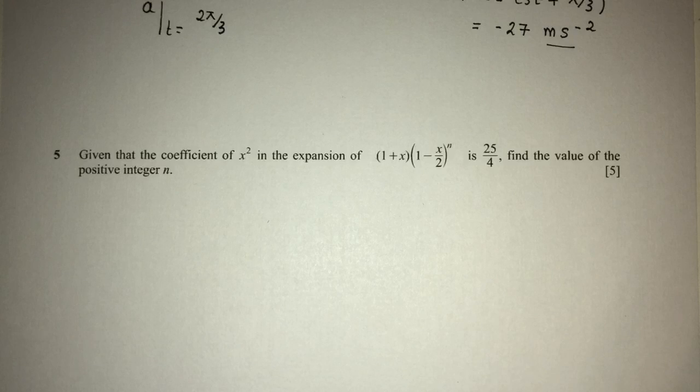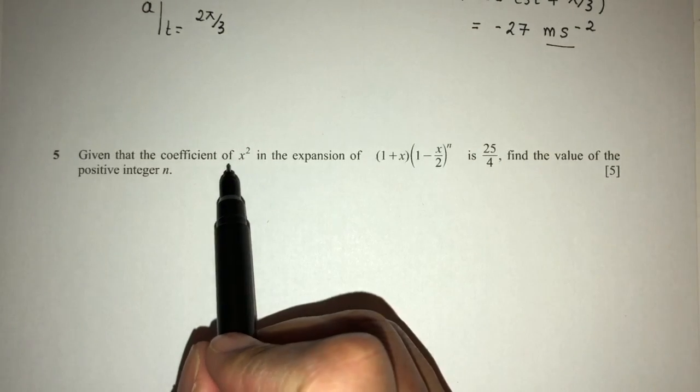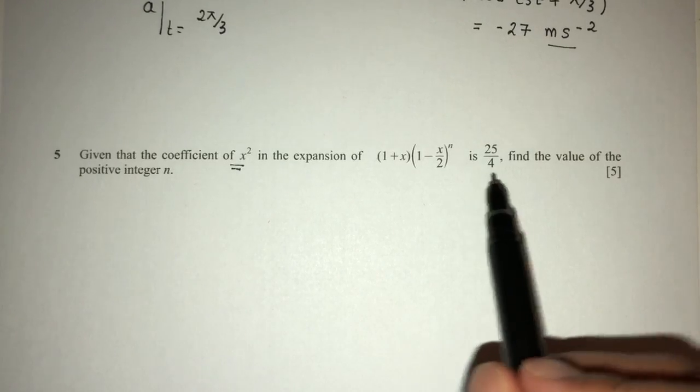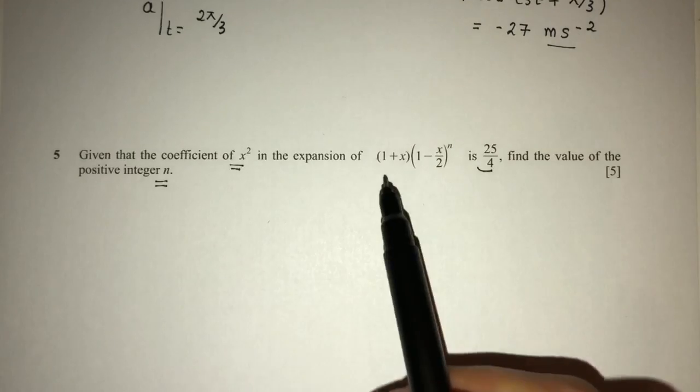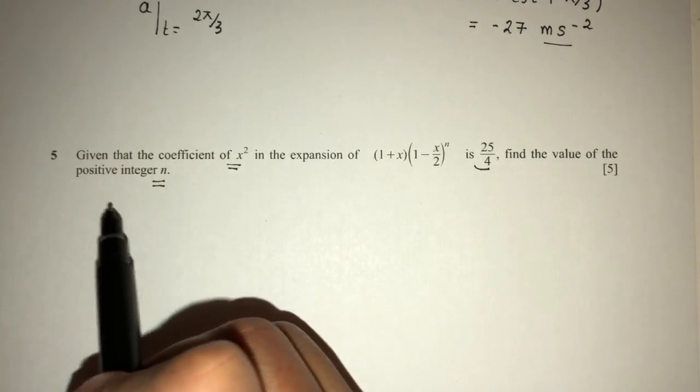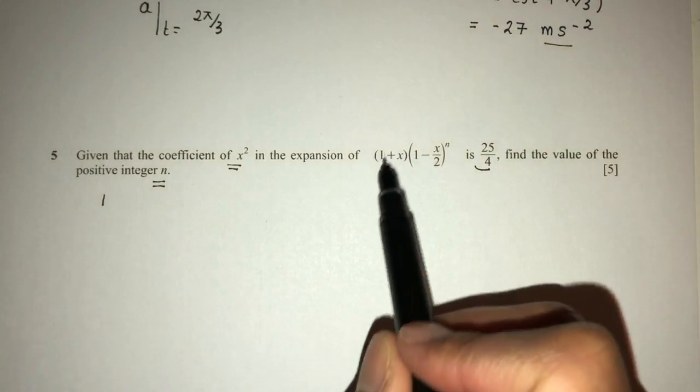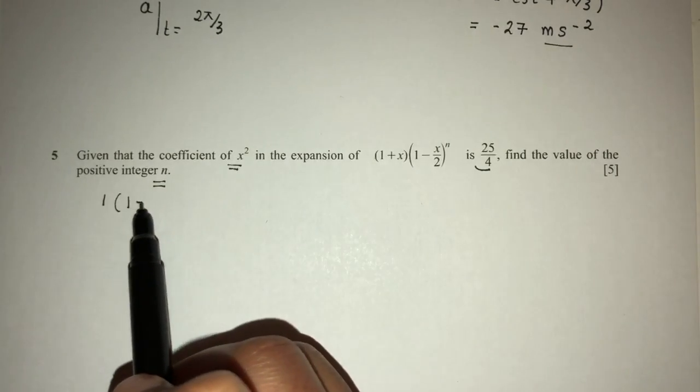Now question number 5. Given the coefficient of x squared in this expansion is this, we have to find the value of it. So step by step, how would you expand this? You would first take 1, this one, and multiply by the bracket, right?